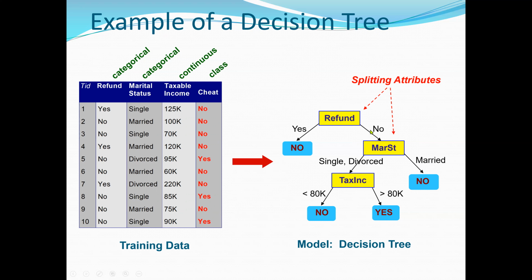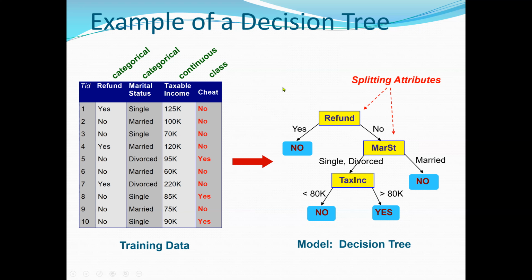So if I get no refund but I'm married, I'm not going to cheat on the tax. But if I get no refund and I'm not married, meaning I'm single or divorced, and my taxable income is less than 80,000, then I'm not going to cheat. But if my taxable income is greater than 80,000, then I'm going to cheat.